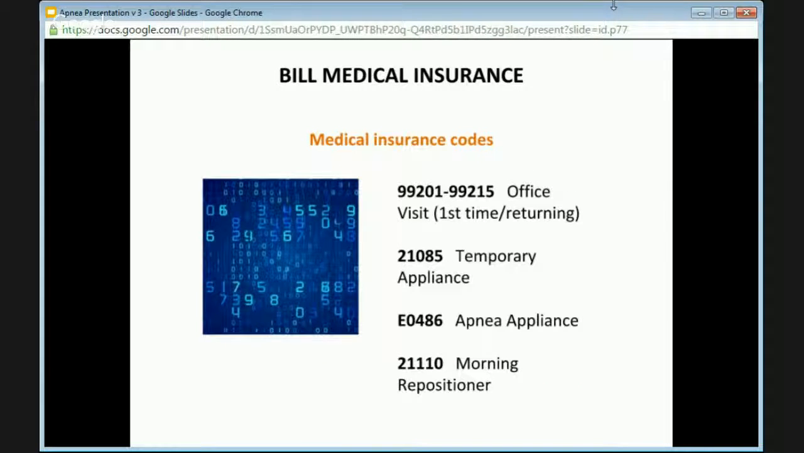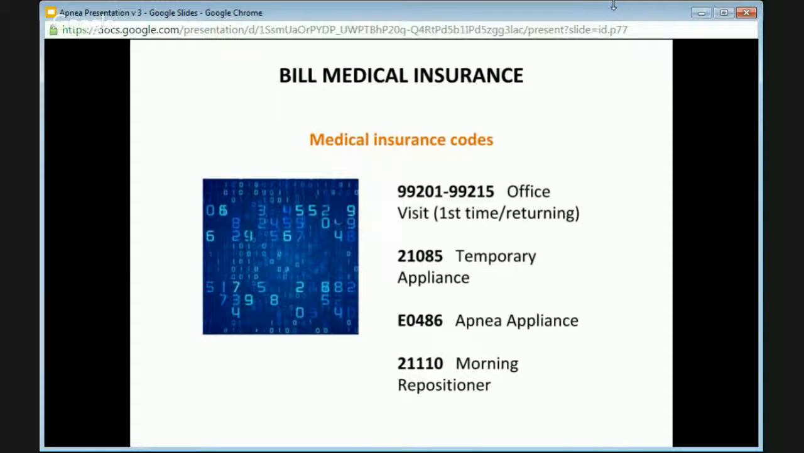Okay, here's the codes you need to know. Write these down. The office codes are going to range. You're going to want to look those up. If you do a temporary appliance, you can use the 21085 code. If you do oral appliance therapy or the custom fit appliance, long-term appliance, the apnea appliance, E0486.